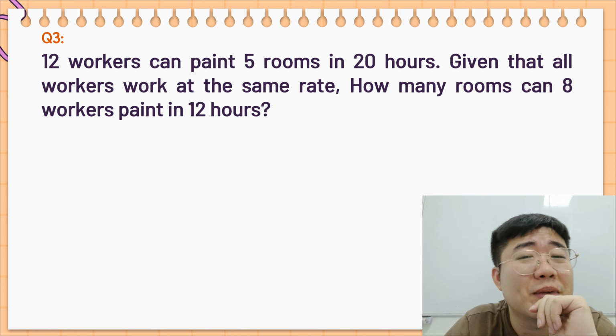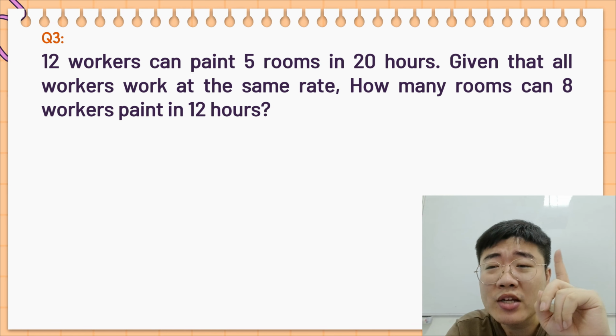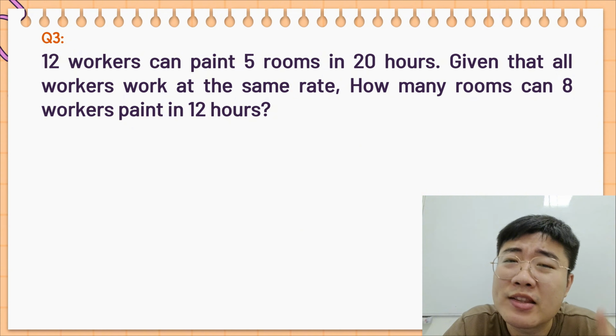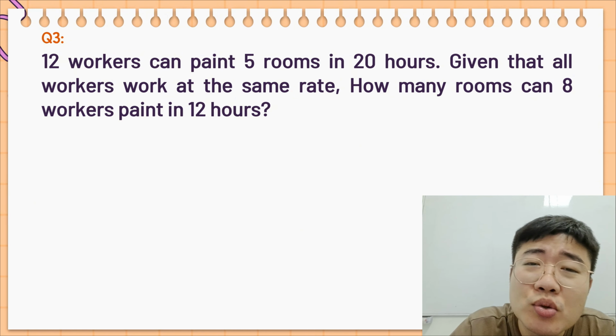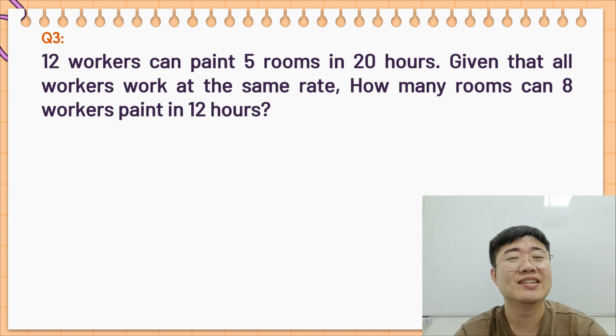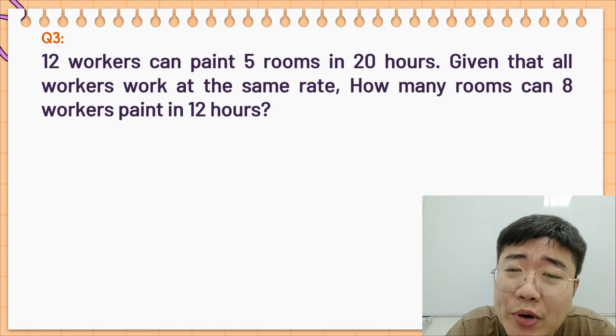So how about the second method? Are we able to find the direct multiple relationships? From 12 workers to 8 workers, we notice that this is not possible. It's not a direct multiple relationship. Then how about 20 hours to 12 hours? This one also cannot. From 20 to 12, there's no direct multiple here.